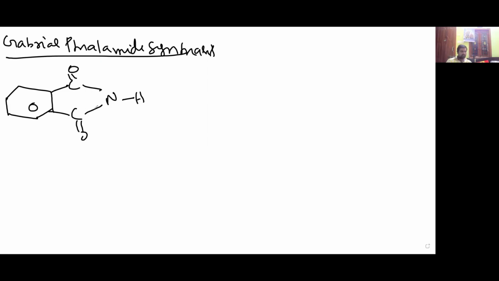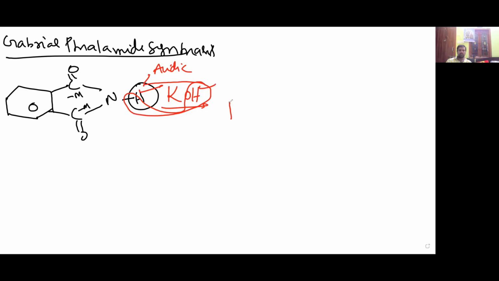Okay, this is treated with... Please keep in mind, this is highly acidic. The reason: this is minus M, this is minus M, electron withdrawing groups. This is the acidic nature, this is acidic hydrogen. So this is treated with KOH. Water is eliminated, this H and OH is eliminated, and it forms a salt, N minus K plus.